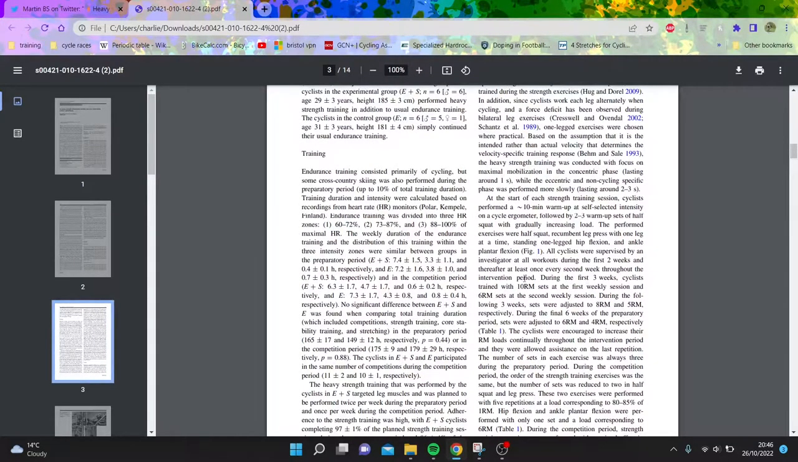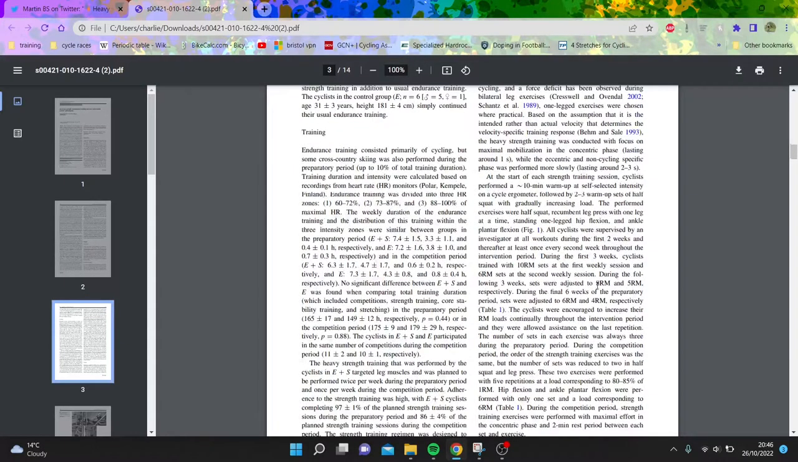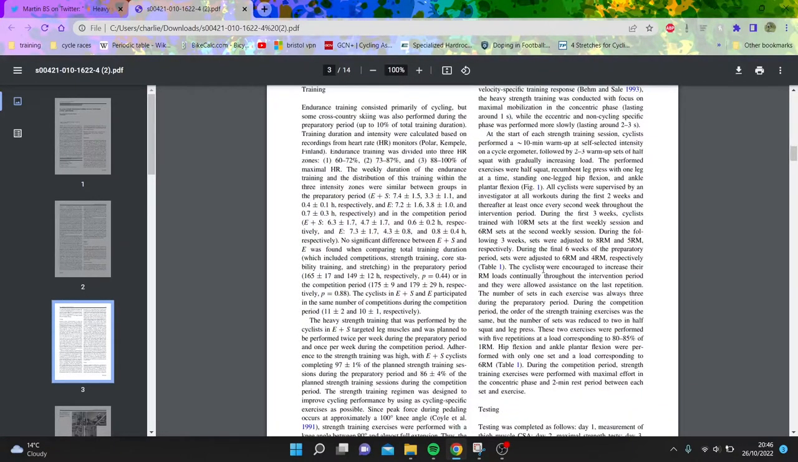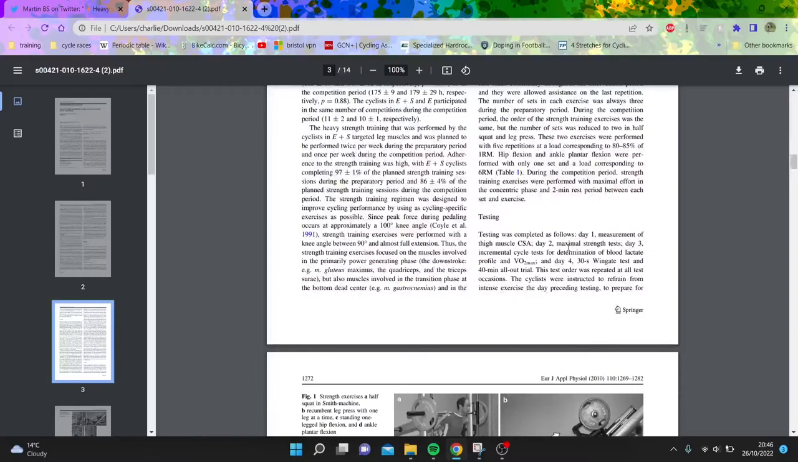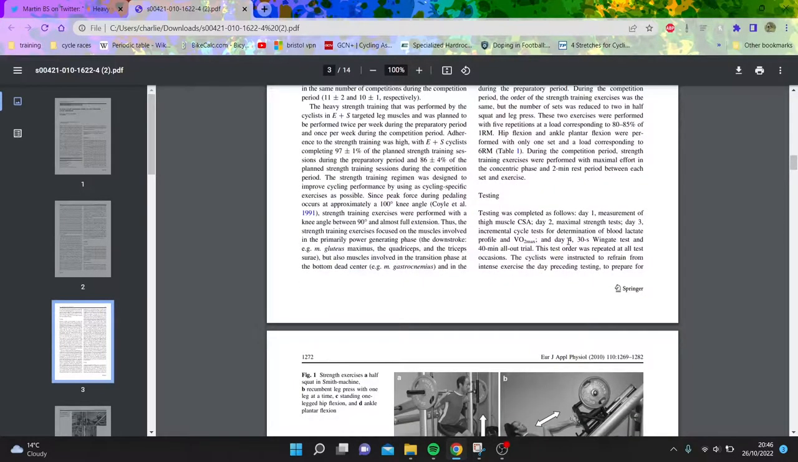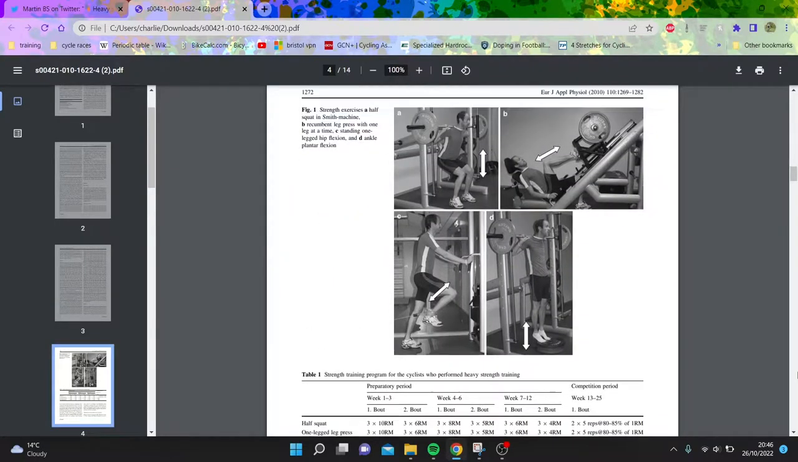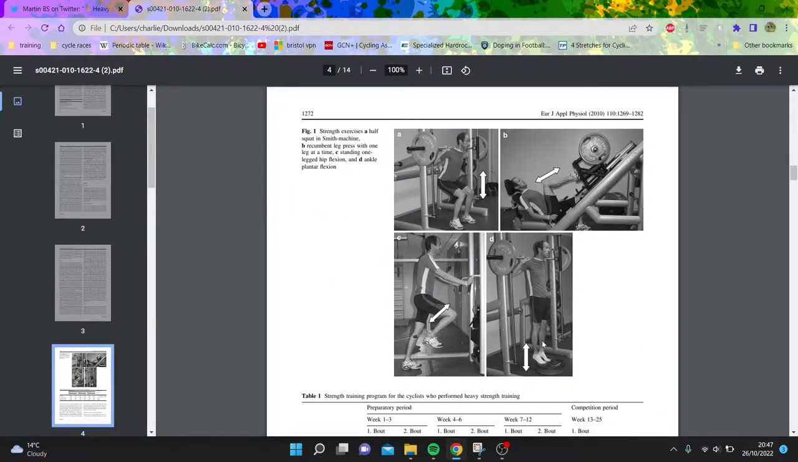For the first 3 weeks, they did 10 rep max and then afterwards they did 6 reps. The testing included the thigh muscle, a blood lactate test, a Wingate test and a 40-minute all-out TT. So these are the exercises you can see: calf raises, the hip flexion, squats, and leg press as well. Yeah, that's what they did.